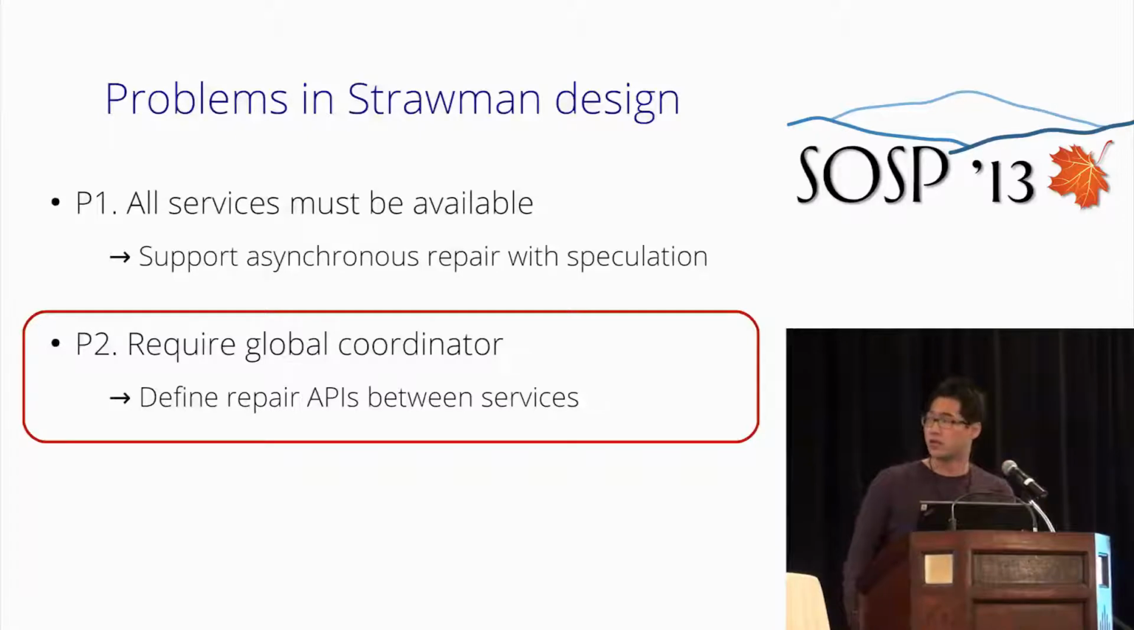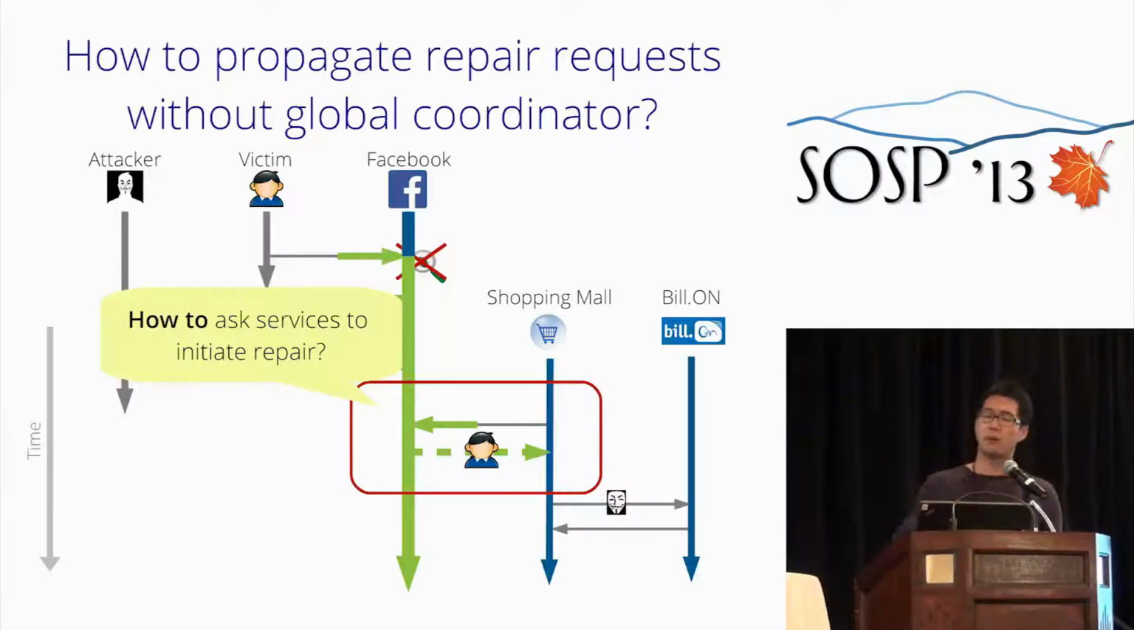Let me switch gears and talk about the second problem in the strawman design. In order to roll back the entire website, we need a global coordinator that understands the attacker's pictures in their history. But how can we remove this global coordinator from our design? In other words, how do we propagate this repair request without any global coordinator?